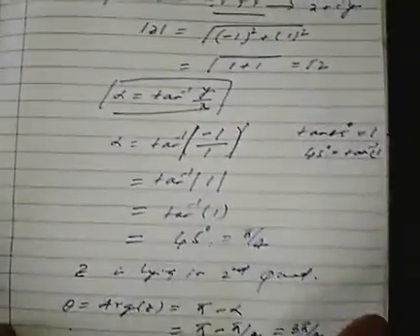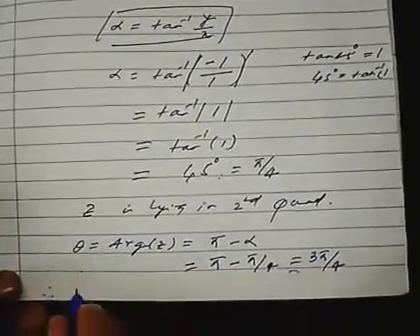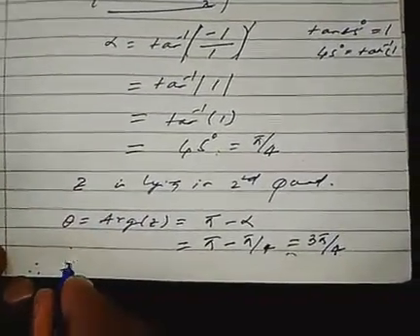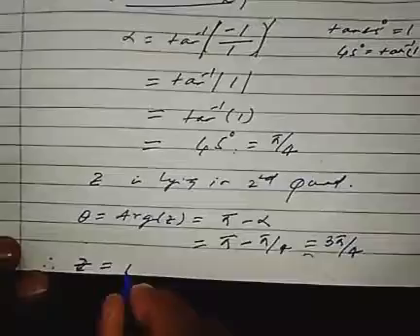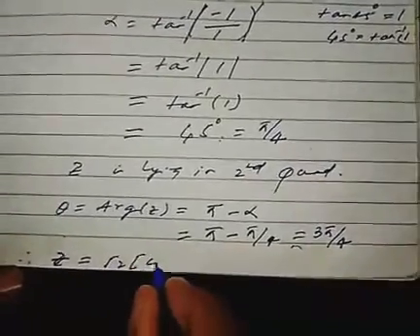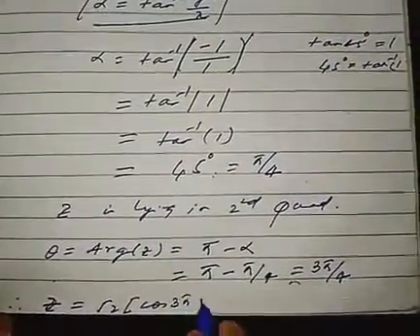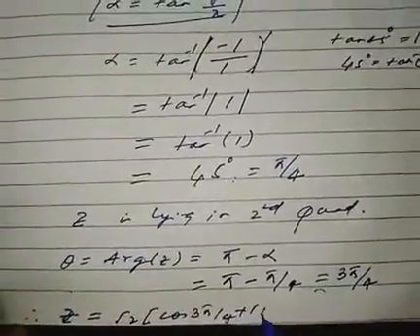Theta is known, mod z is known. Now we can easily write down the polar form of z: root 2 into (cos 3 pi by 4 plus i sin 3 pi by 4).